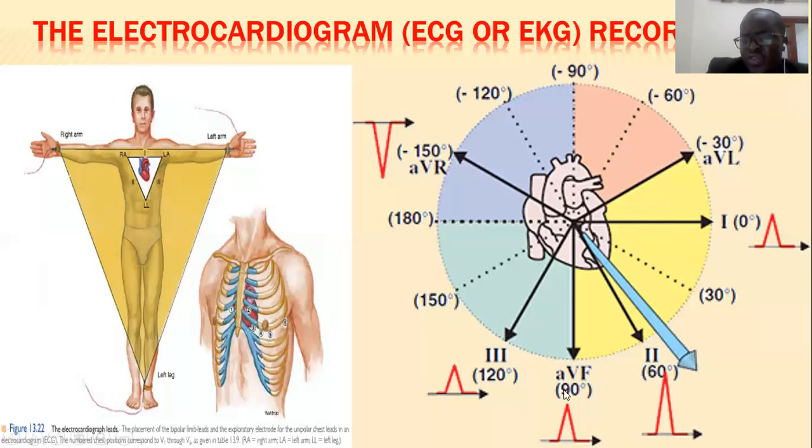AVF, I've already told you, it's at 90 degrees. Then the lead three, this one here, you can see it's on the opposite side. So if lead one is 60 degrees here, then the lead three will be 60 degrees from this 180. So if you say 180 minus 60 degrees, it will give you 120. So at 120 degrees, this is where you find your lead three. So you have all the 6 limb leads looking at the heart from different angles.